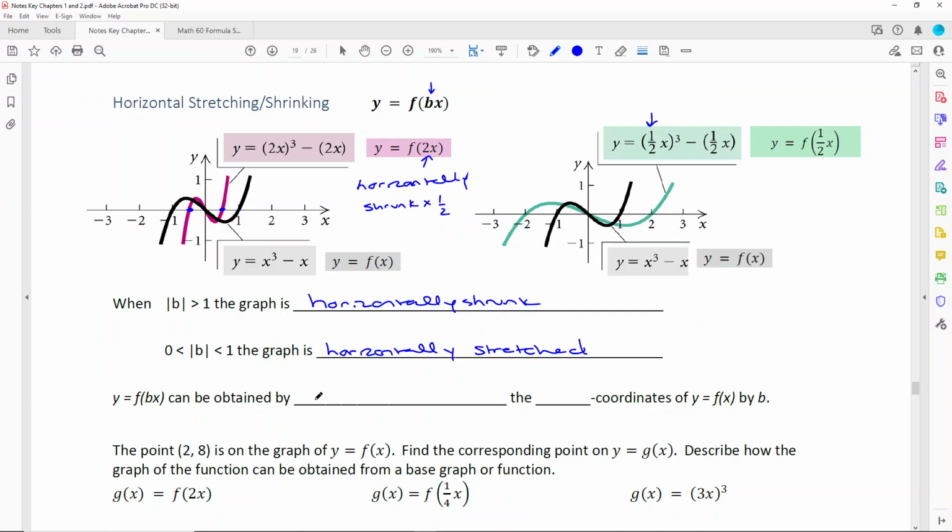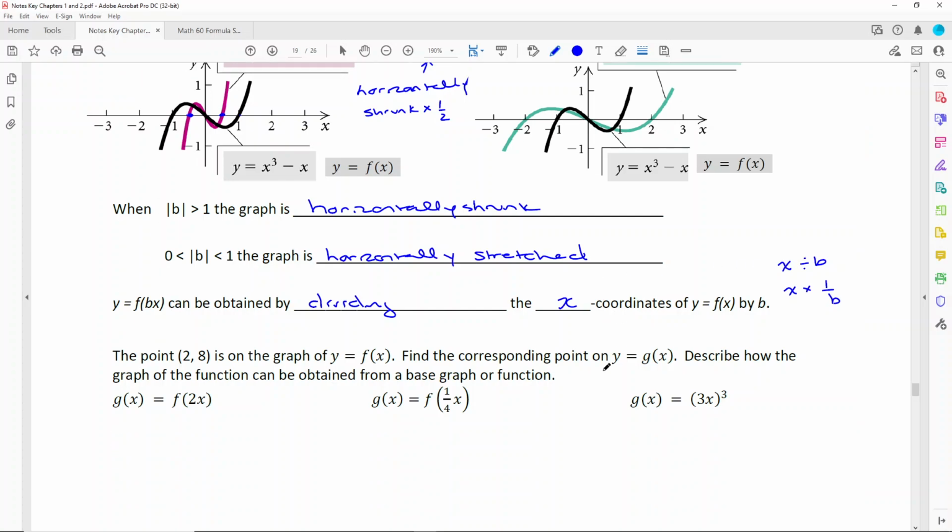Okay, so y equals f of bx can be obtained by dividing the x coordinates of y equals f of x by b. Some people think of it as dividing. I like dividing by b, so I take my x values and divide by b. Some people think of it as multiplying by 1 over b, so you do the inverse of whatever it says. Whatever makes more sense to you, that's what you should stick with. So let's do some examples.